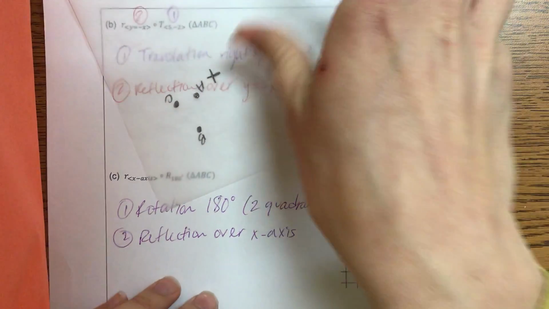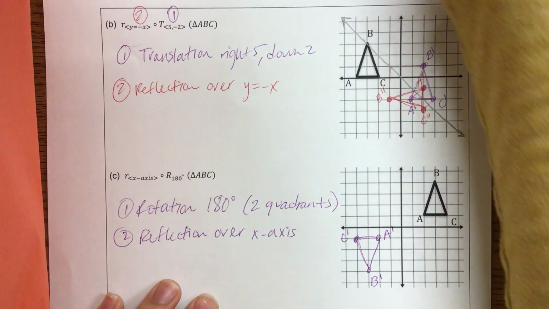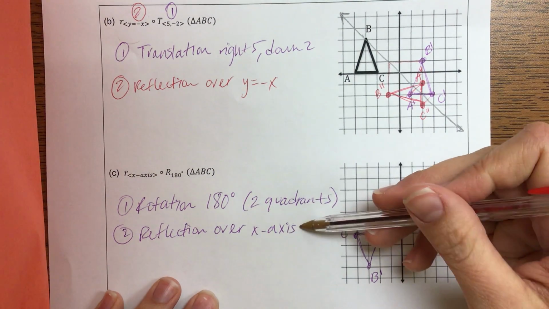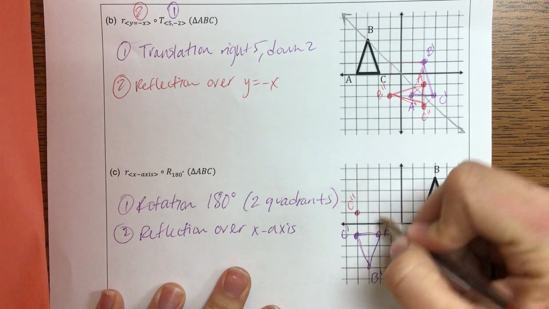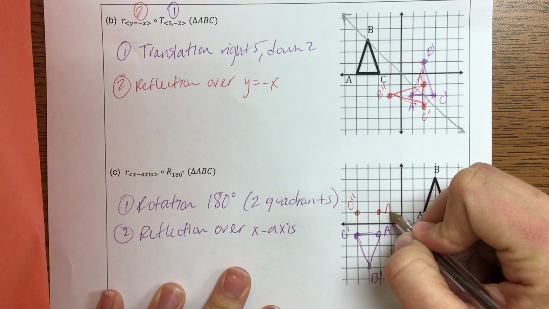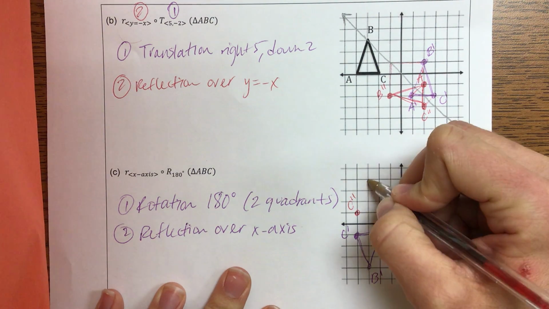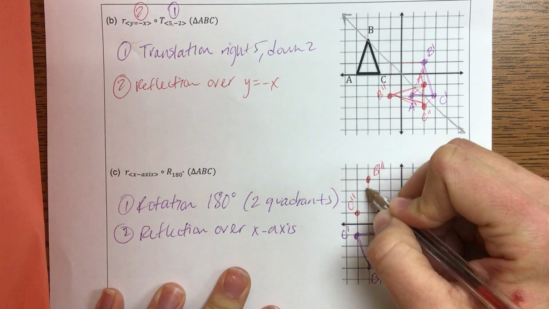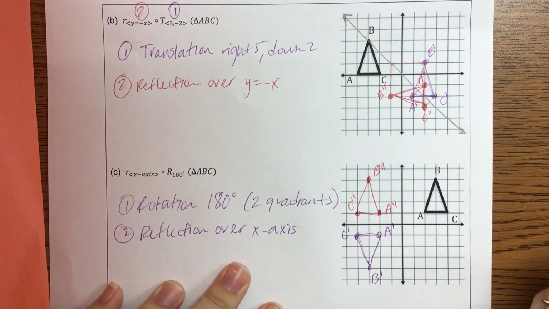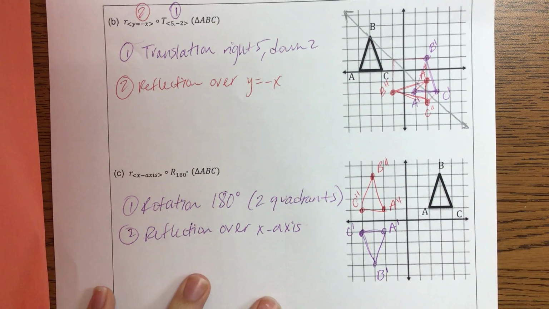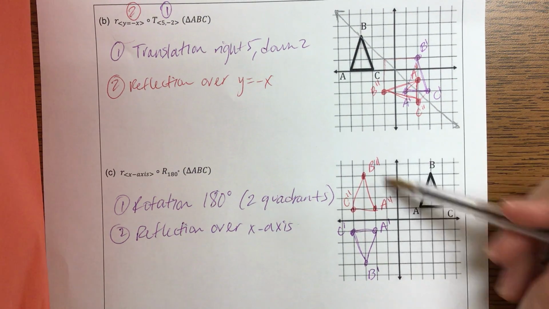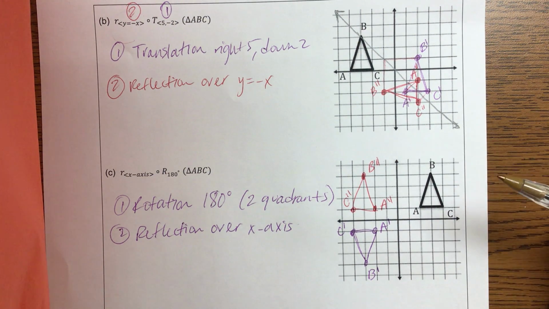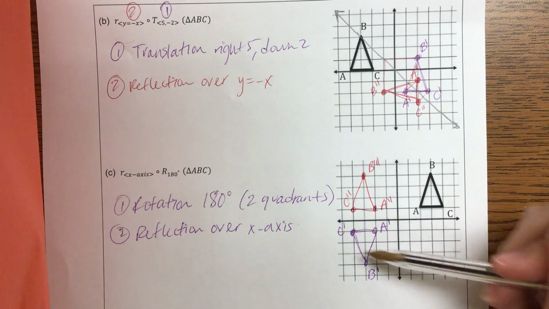And now I'm going to reflect that shape, my image, over the x-axis, which would be this one. Ta-da! Okay, make sure that you mark your second transformation with double prime, and if you have any issues with rotating, just let me know.